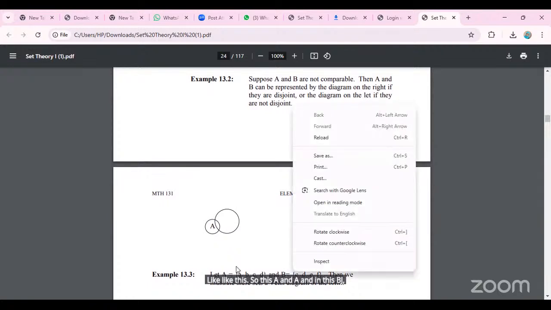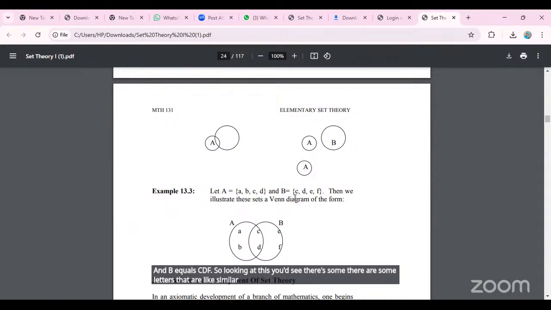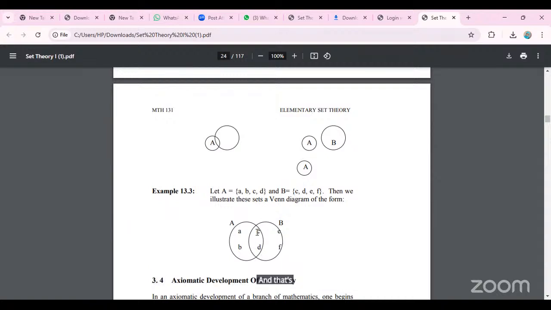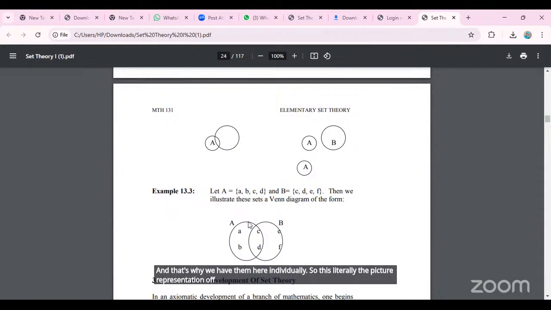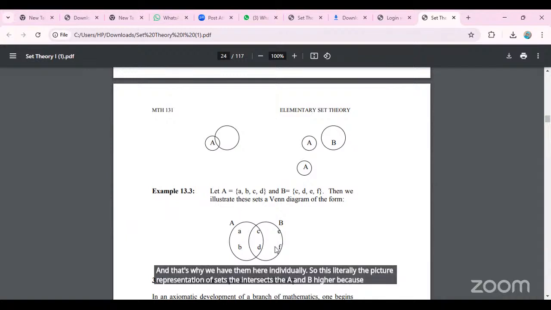So let's say A equals A, B, C, D and B equals C, D, E, F. Looking at this, you would see there are some letters that are similar. There are some letters in A that are also in B, and that's why we have them here in the middle. So this is the pictorial representation of sets that intersect, the C and D here. Then the A and B are here because they do not intersect.